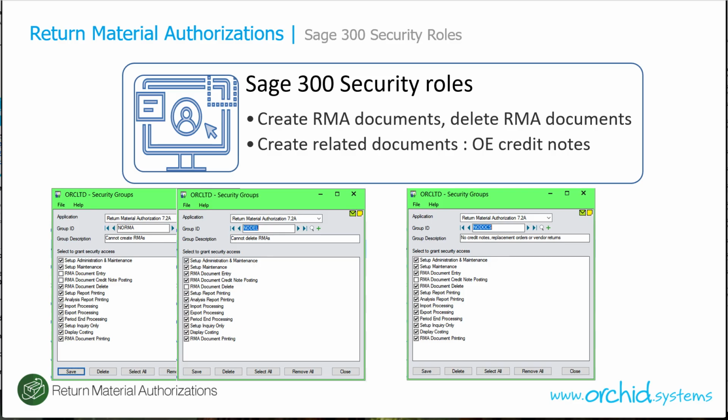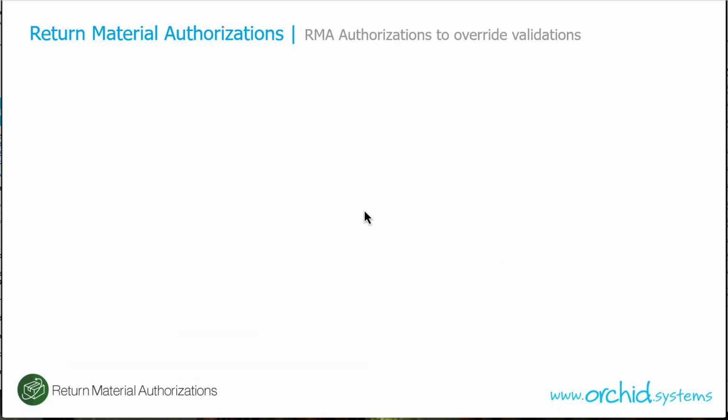And we've now seen how you can use the different security roles in RMA to control the creation and deletion of documents in RMA and OE credit notes. We're now going to look at RMA authorizations.